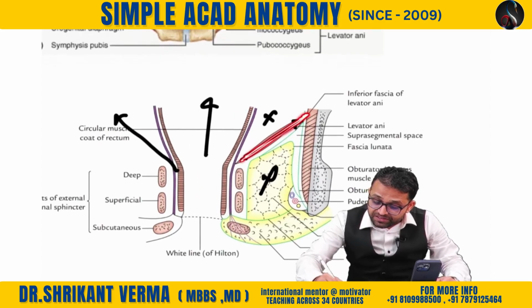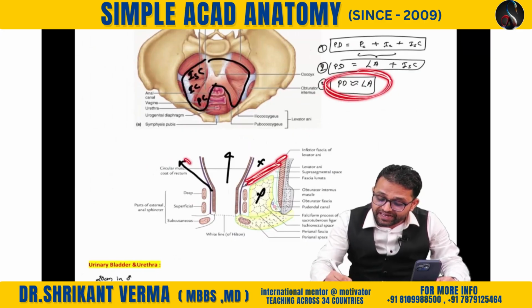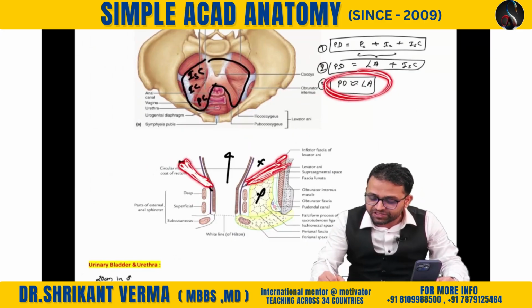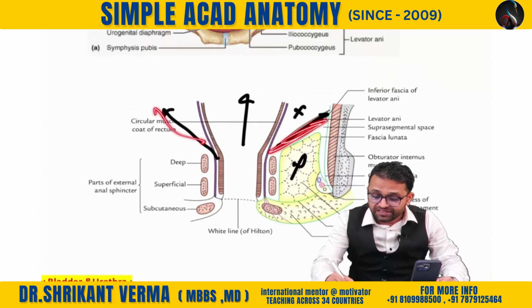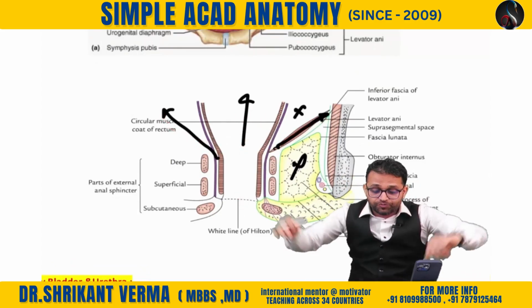So remember, this is levator ani and this levator ani is the pelvic diaphragm. So any cadaveric image or the animated image is given. Any sloping muscle is there in the anal canal area. Close the eye and say this is the pelvic diaphragm. Got the point? Okay, sir.